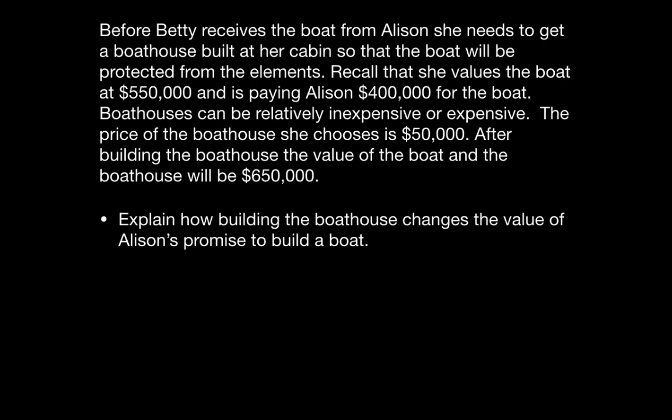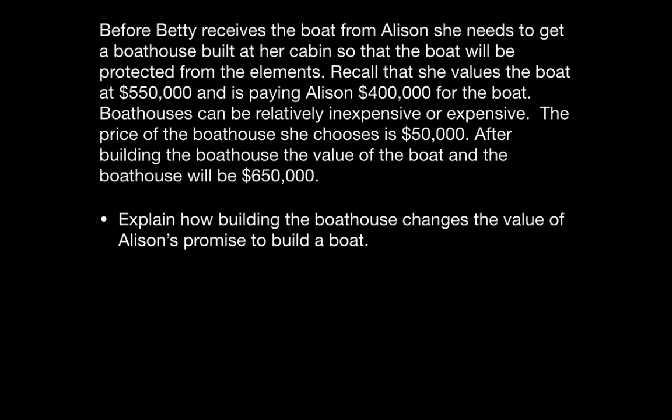To better understand how not all reliance is efficient and how expectation damages can create a perverse incentive, let's return to our example of Allison and Betty. Before Allison delivers the boat to Betty, Betty needs to get a boathouse built at her cabin so that the boat will be protected from the elements. Recall that she values the boat at $550,000 and is paying Allison $400,000 for the boat. Boathouses can be relatively inexpensive or expensive. The price of the boathouse she chooses is $50,000. After building the boathouse, the value of the boat and the boathouse will be $650,000.